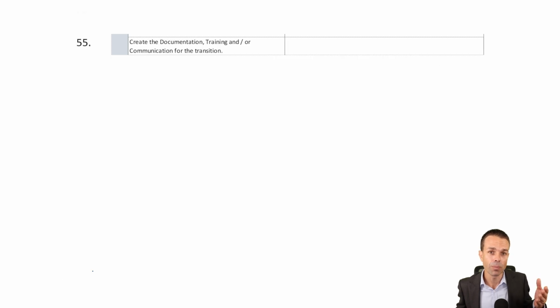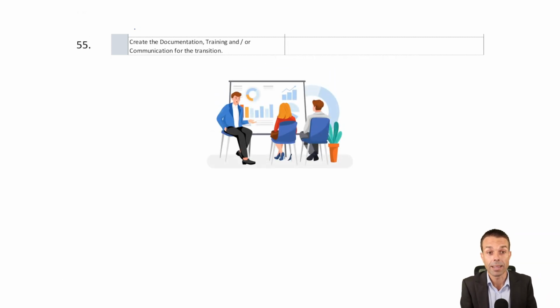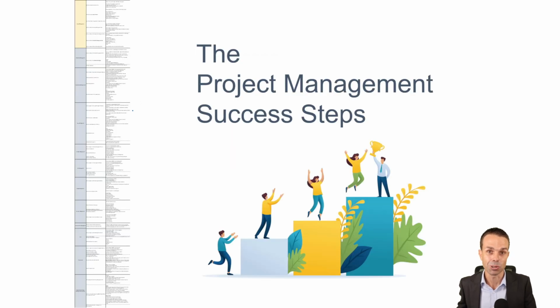But at a high level, what we want to be doing is creating the documentation. Maybe there's a process change, or there's training, or there's communication for the transition. So we want to be communicating, training, and creating the right processes and documentation for that change so that we can get that into operations and business as usual. And there you have it. Those are all of the steps that you go through to plan and to manage out your project.